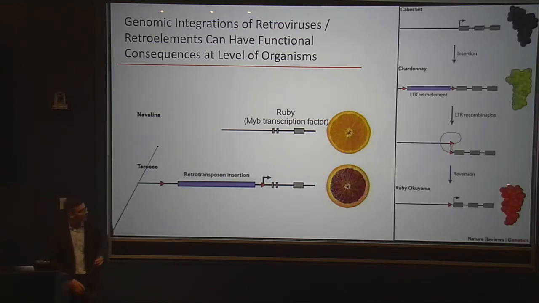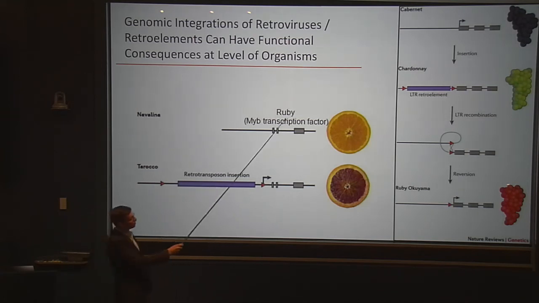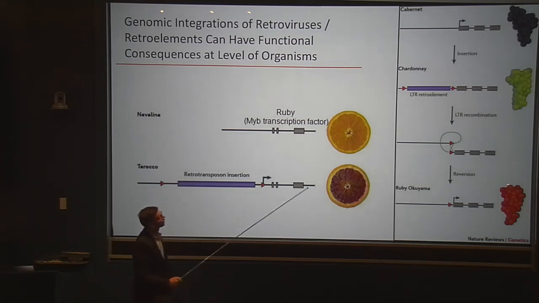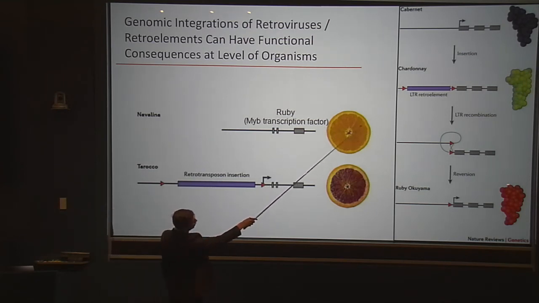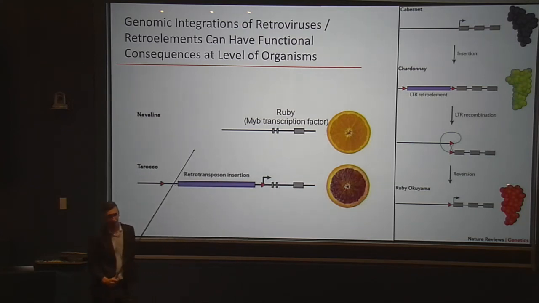Another example, especially for wine connoisseurs, is actually the difference between Cabernet and Chardonnay is just an insertion of this LTR retroelement and the promoters at this site. We can go one step further. If this recombines and gets rid of the retroelement part in the middle and we only have the promoter left, now we have another varietal of grape. So at an organism level, the movement of these elements can have a phenotypic difference. So the question we're asking is, can this also have a functional difference at the level of an individual cell?